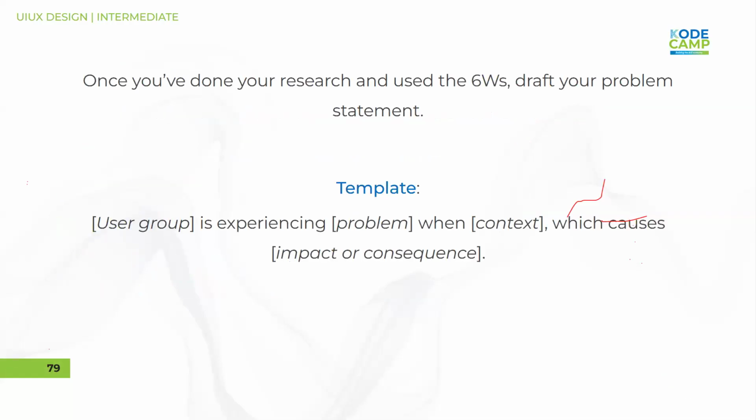So once you have done your research and used the 6 W's, draft your problem statement. I have a template here on how the problem statement could be. Now we have a user group. This user group is experiencing this problem when they are trying to do this, which causes this particular stuff, and which will affect the company, the users, and the product.